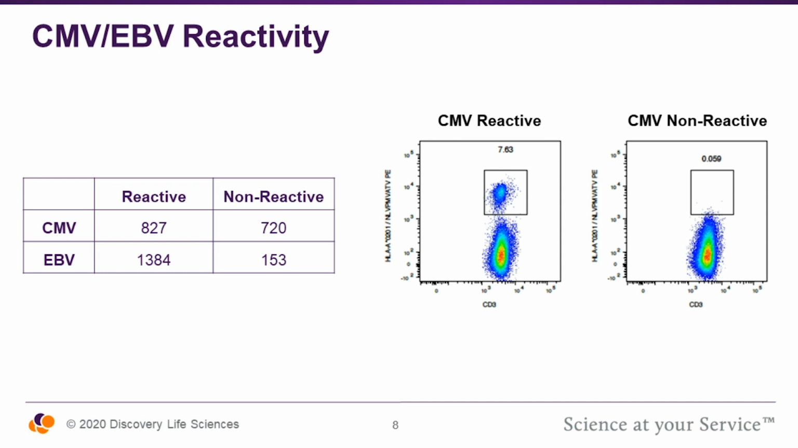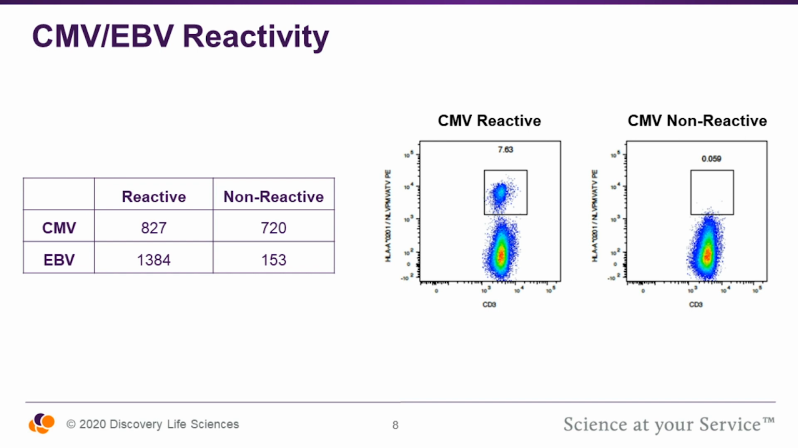Additionally, the donors are classified for reactivity against CMV and EBV. This is done by ELISA. Consistent with other reports, about half of our donor population is reactive to CMV, while the majority are reactive to EBV. This data becomes very useful with the HLA data because we can now classify donors and look for antigen-specific T cells, which is displayed in the right panels here.